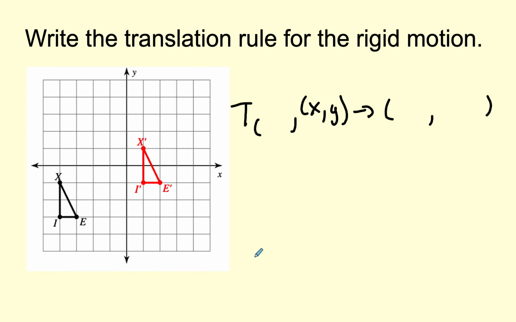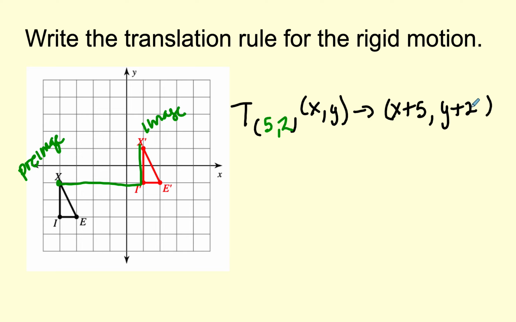All right, again, grab one point so that you see what's going on. This is x, that is my pre-image because it doesn't have a prime on it. And this is my image. And I'm just going to look at the x movement and then the y movement. And it looks like my x movement was 1, 2, 3, 4, 5, +5. And it looks like my y movement was +2. So I will be writing x + 5, y + 2.